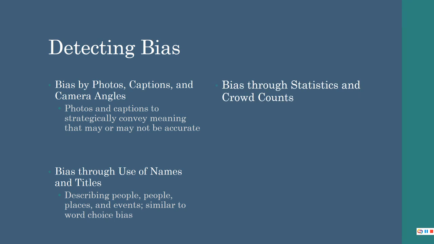Bias through statistics and crowd counts. Statistics can be used to inflate or deflate events and measures, and the same can be done with crowd sizes. More than 900 people attending an event is the same as fewer than 1,000 people showing up for an event, but they can seem quite different. Bias by source control. You must always consider the source of information when looking for bias.